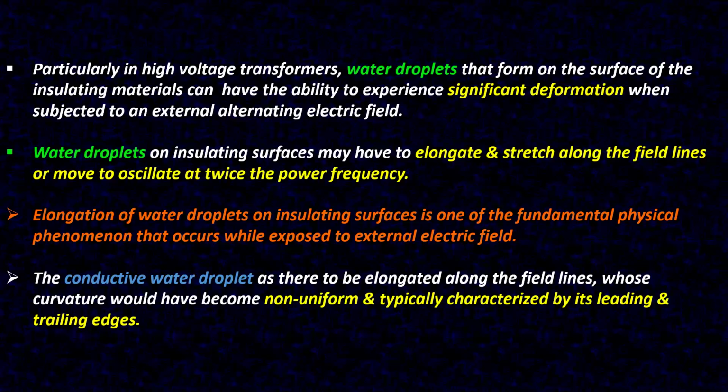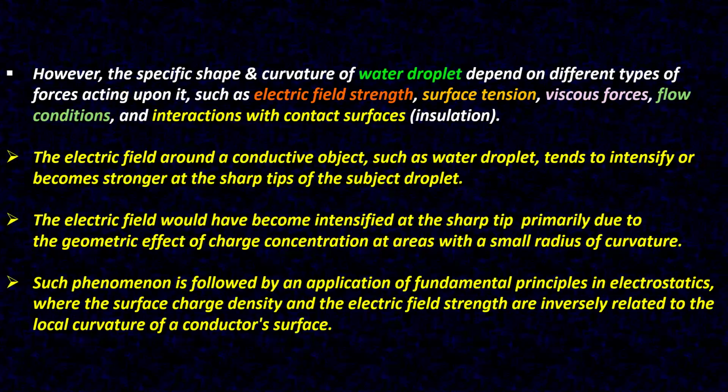curvature would have become non-uniform and typically characterized by its leading and trailing edges. However, the specific shape and curvature of a water droplet depend on different types of forces acting upon it, such as electric field strength, surface tension, viscous forces, flow conditions, and interactions with contact surfaces.